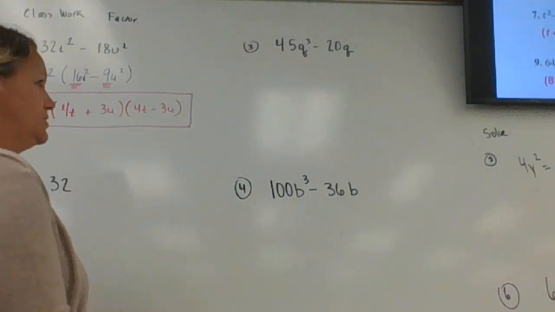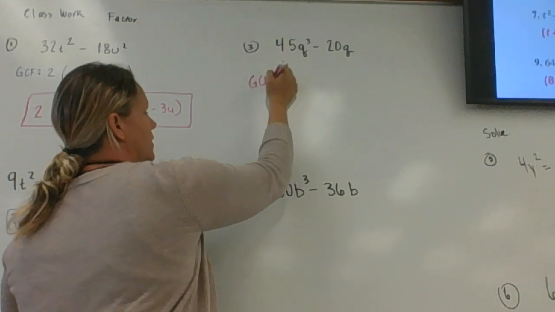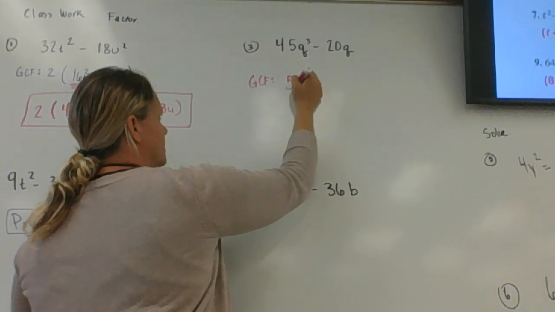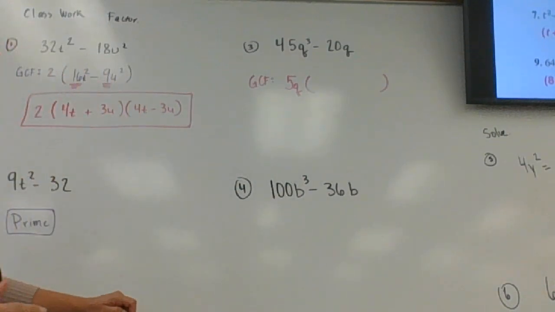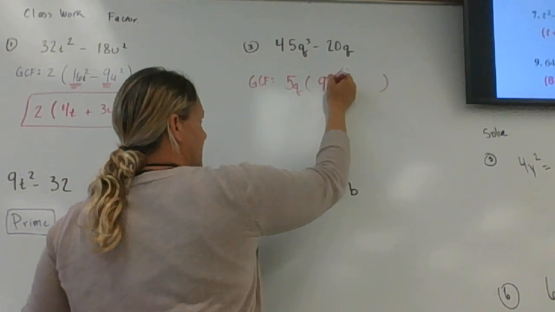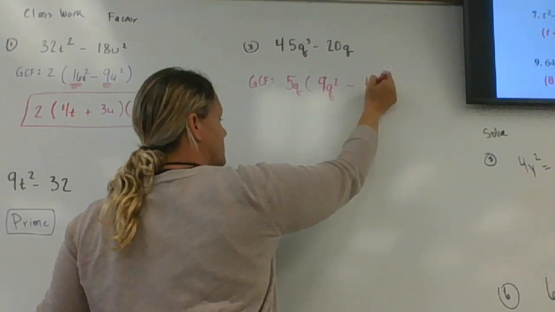Alright, so yeah, GCF is 5, and they also have a Q. They both divide by 5, and I can take a Q out. So 45 divided by 5 is 9. We'll have a Q squared. And 20 divided by 5 is 4.